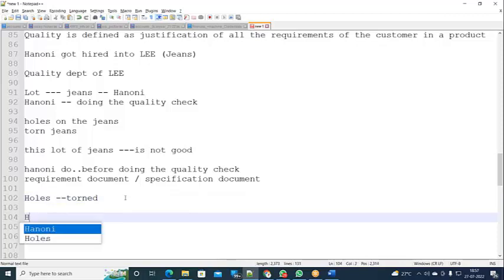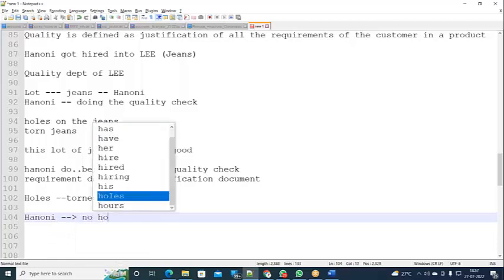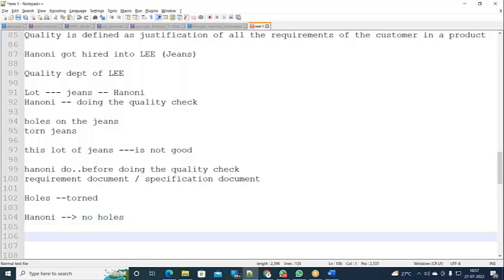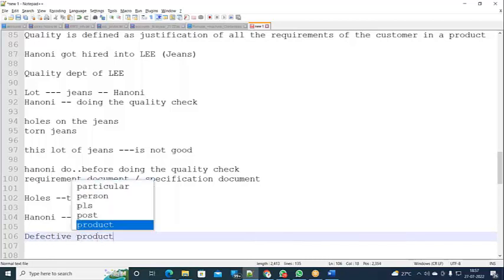Now, Hanoni has opened his jeans. Suddenly there are no holes, there are no holes on the jeans. Now, what do you call this product? Defective, wonderful, Jay Krishna. This is called a defective product.